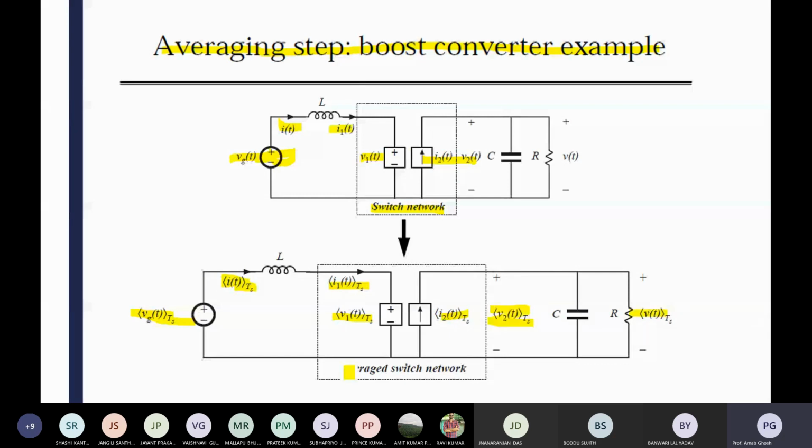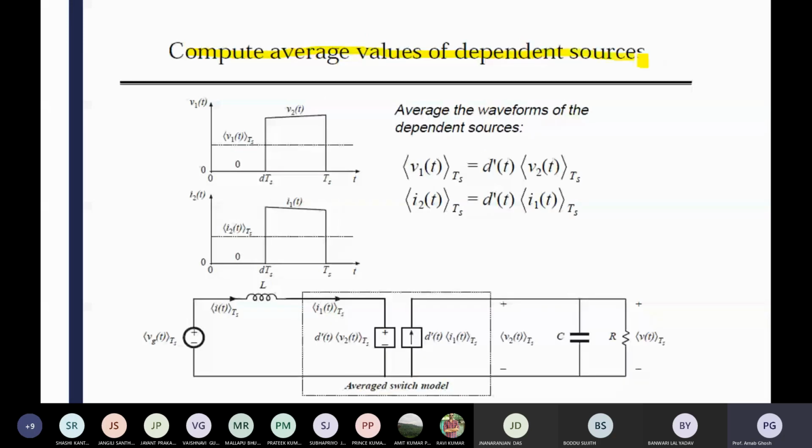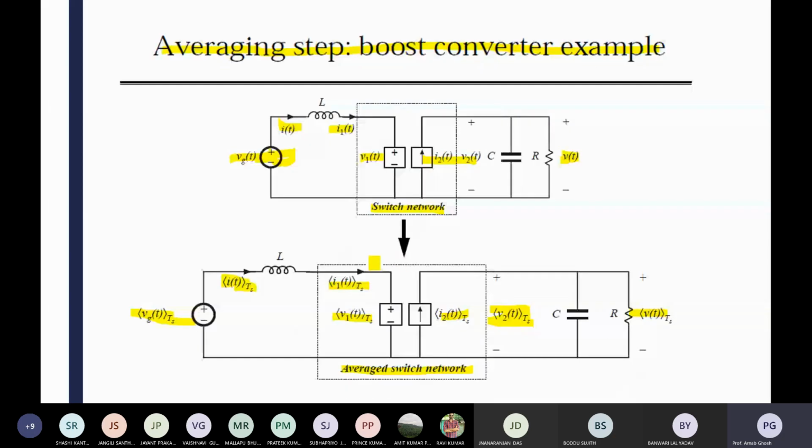Now you are going to make the average switch network. After computing the average values for the dependent source, you get the average of v1(t) over the time period Ts, which comes to d'(t) times the average of v2(t) over Ts. Why is it like that? V1(t) is related to V2 Ts, but there is a 1 is to d or 1 is to d' phenomenon, which is why it is written like that.